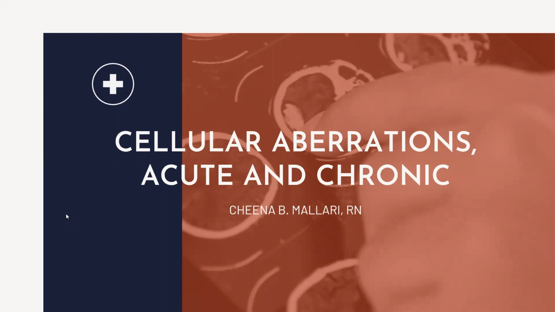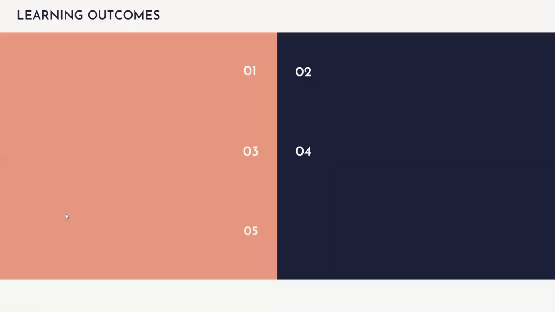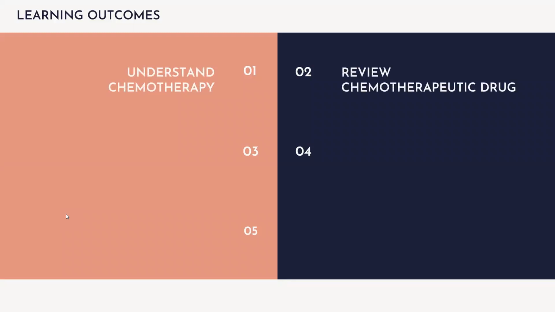This is the third topic for the final term in the concept cellular aberrations, acute and chronic. And we have 5 intended learning outcomes that we should attain for today's discussion. The first one is to understand chemotherapy. The second is to review chemotherapeutic drugs because these should be tackled during your nursing pharmacology.